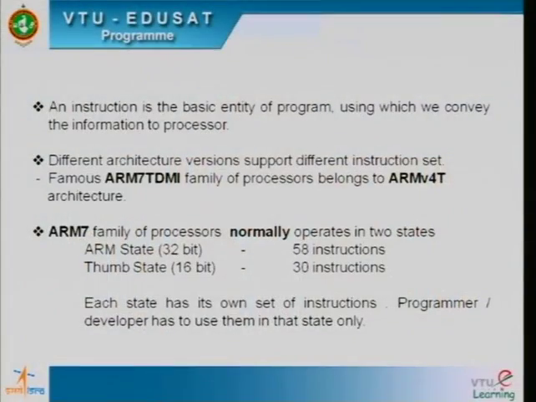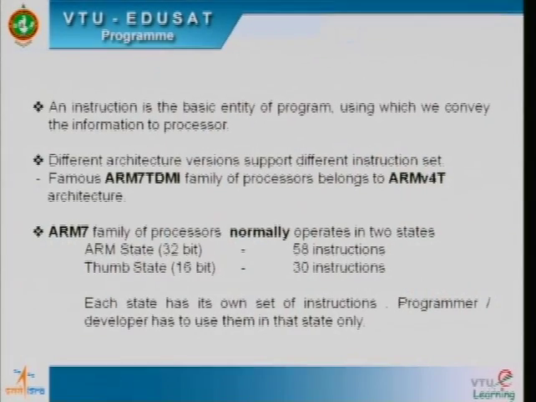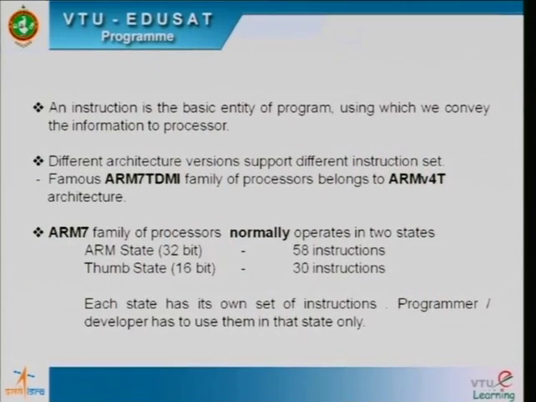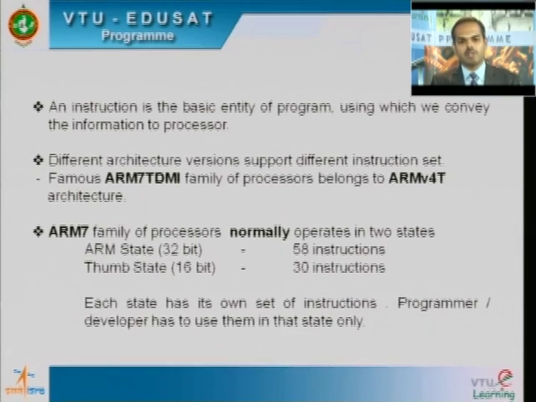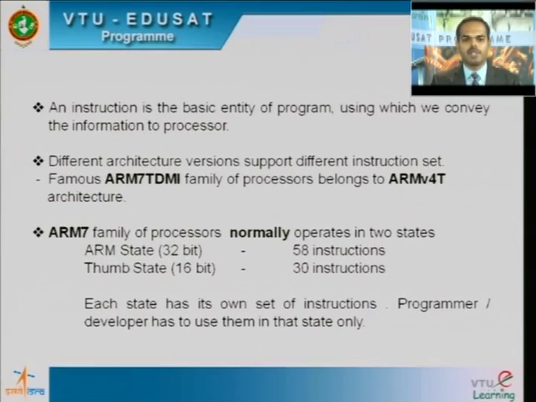Right? So totally, I had mentioned one more state. One more state is the Jazelle state. That is actually an 8-bit state which is there in the ARM to support Java code, but it needs special software to enable and work with the Jazelle state. Hence, I said the ARM7 family of processors normally operates in two states, ARM state and Thumb state.